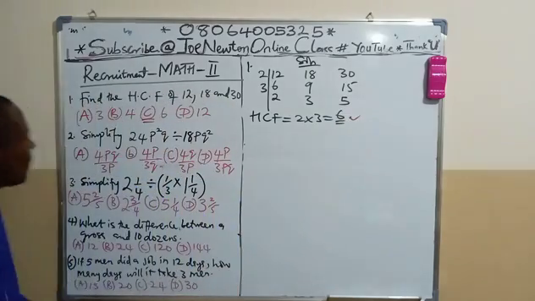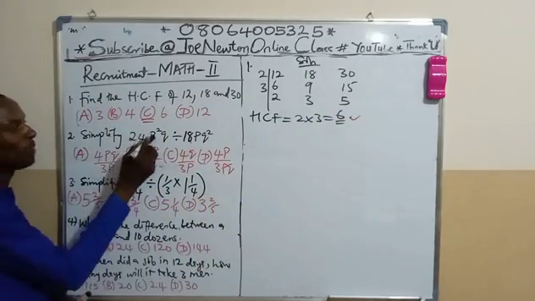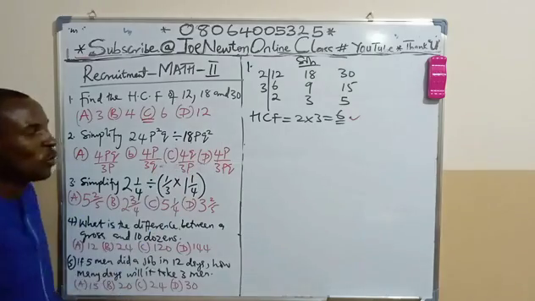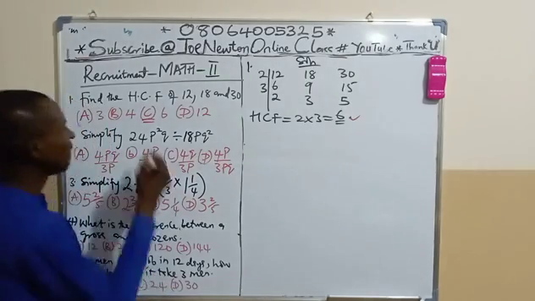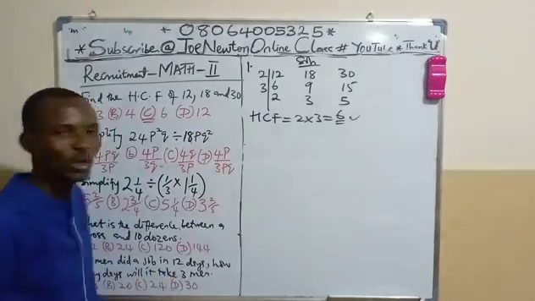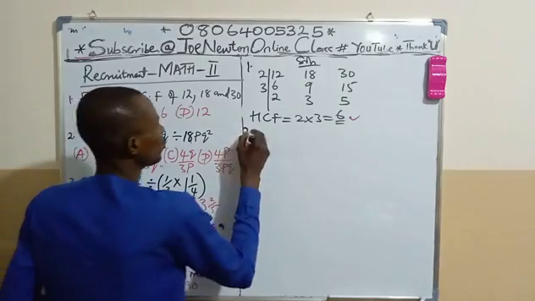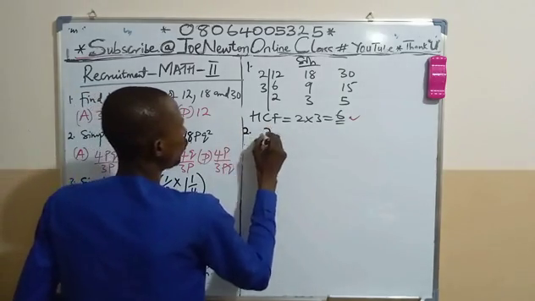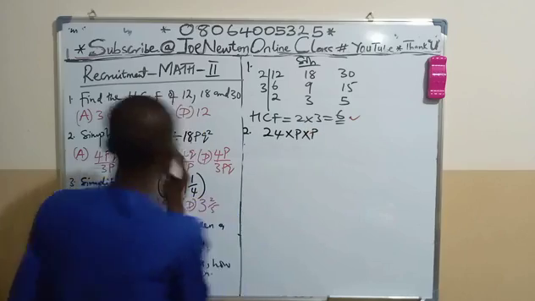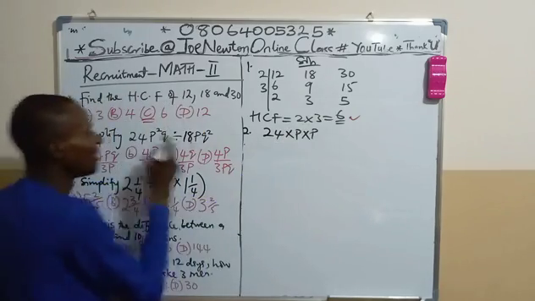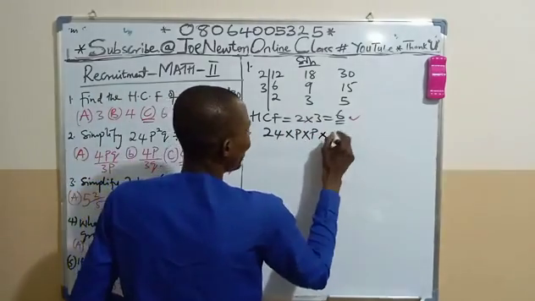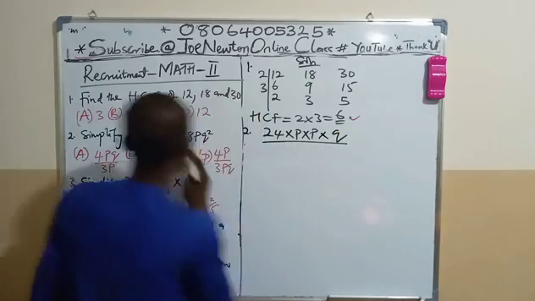Number 2 question says simplify 24p squared q divided by 18p q squared. So look at this question closely. You see that in the first one, p has the square. In the second one, q has the square. So you treat accordingly. Now, number 2, it will become 24 times p times p. That is the p squared, which means p times p. Then, times q, all over, divide means over.